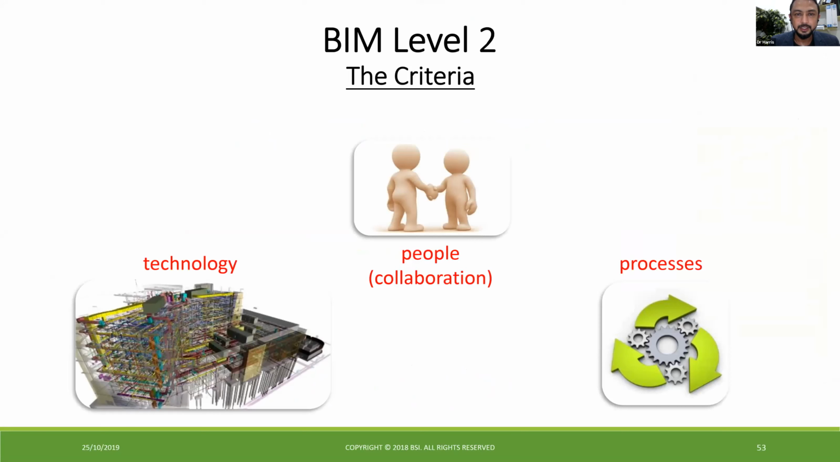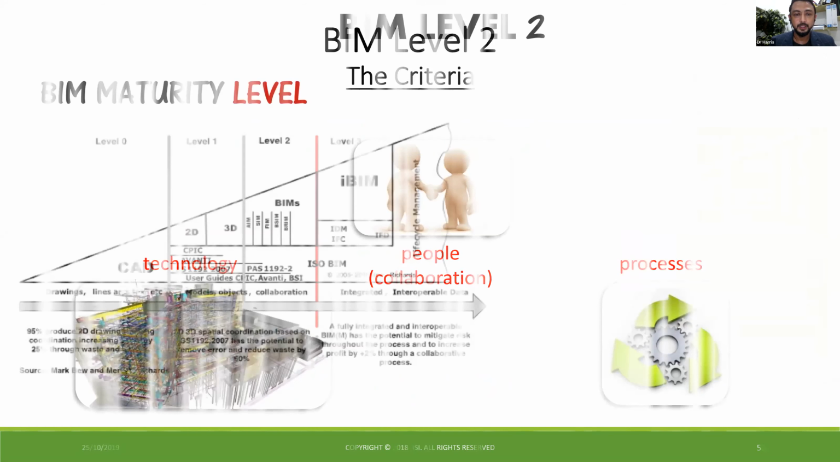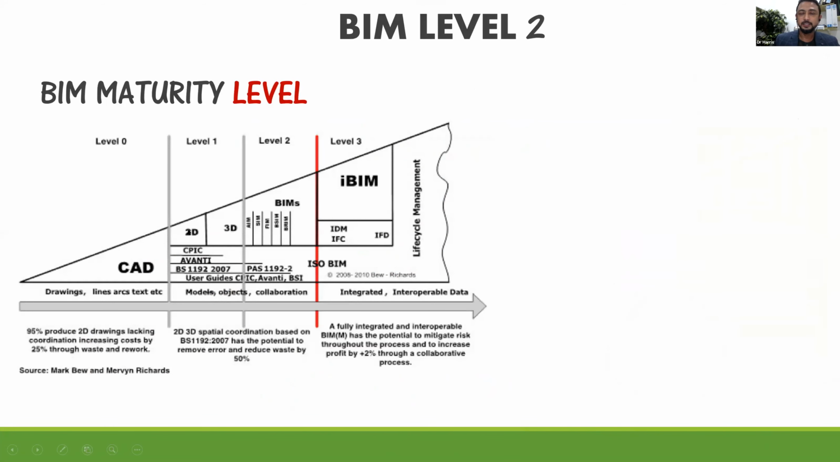No? So BIM level 2, the criteria is about the technology, people, and process again. You heard about this? Guys? Yeah, we heard about this. Yeah, so you heard this BIM maturity level.